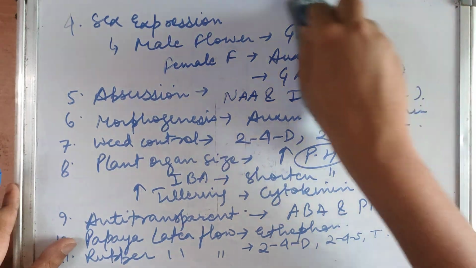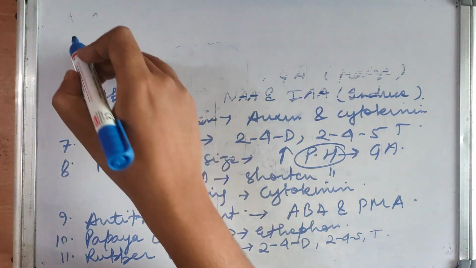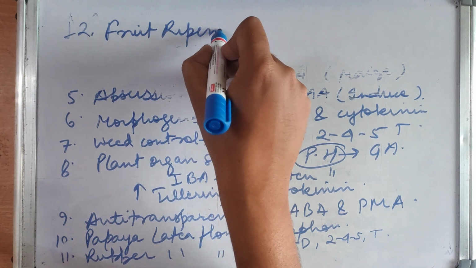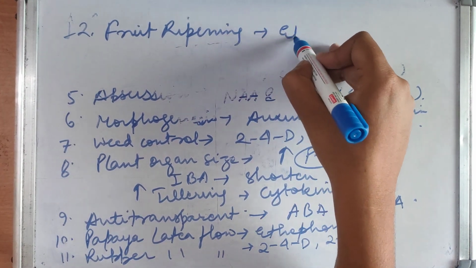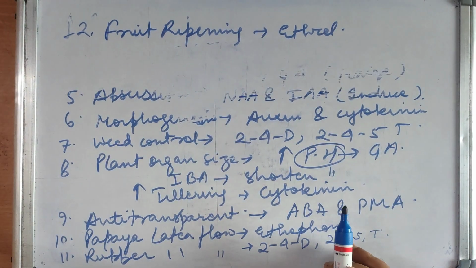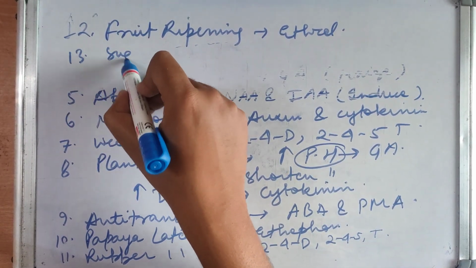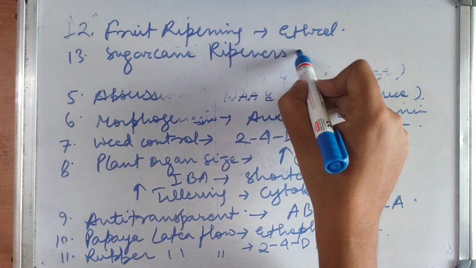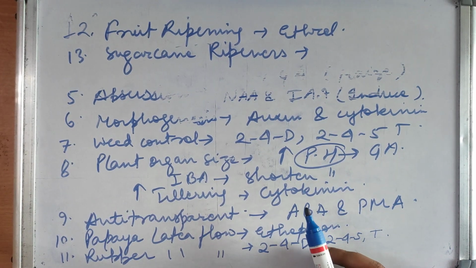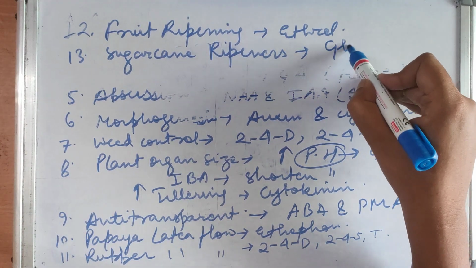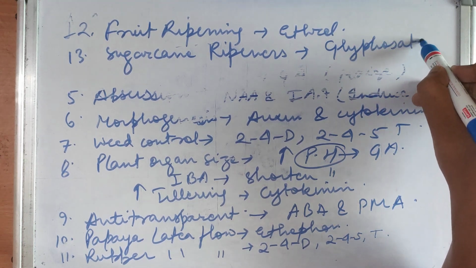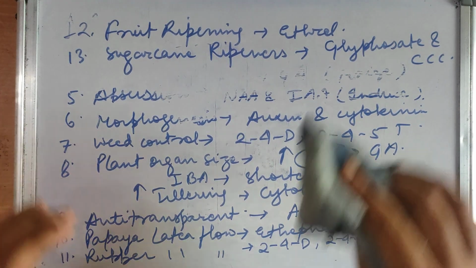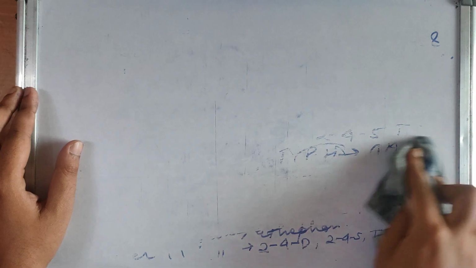Number 12, fruit ripening, is done by ethylene. Sugarcane ripeners are glyphosate and CCC. These help in sugarcane ripening. So these were the commercial uses of PGRs, that is plant growth regulators.